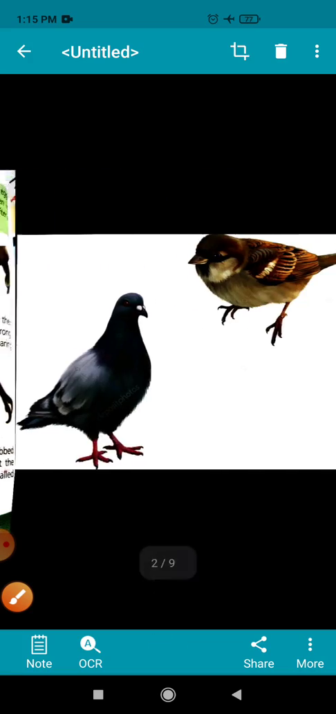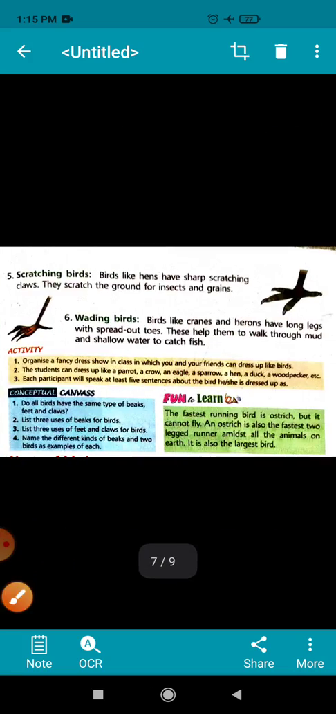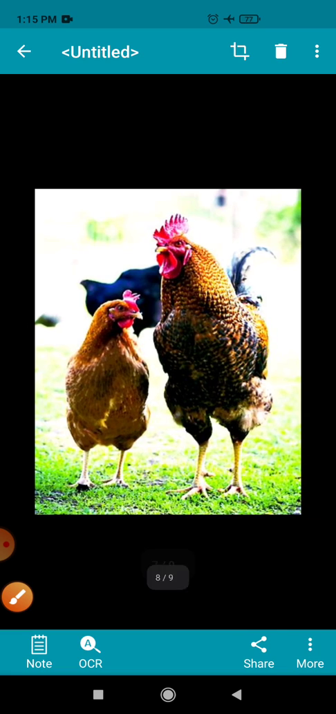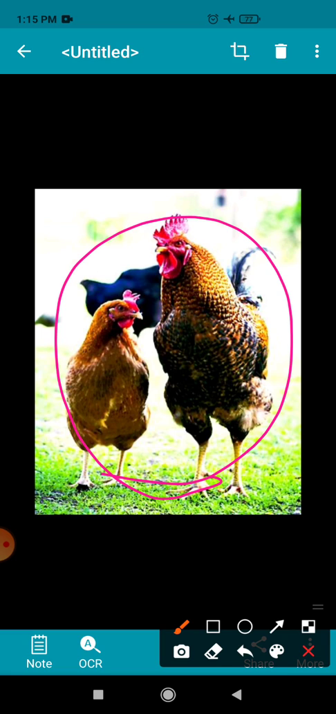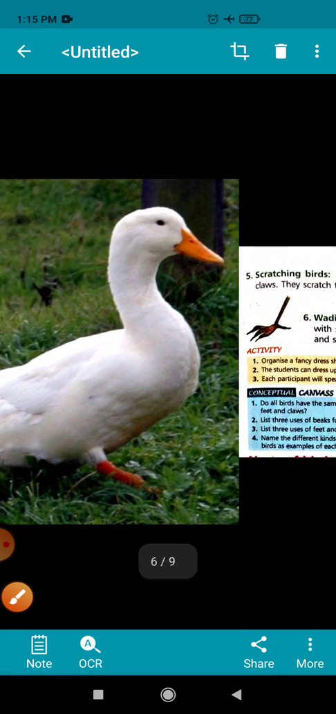Okay, now next type of birds are known as scratching birds. Here you can see hen and cock. These birds are known as scratching birds.